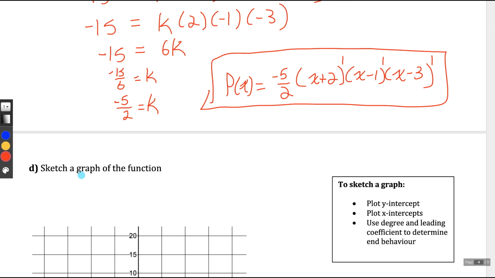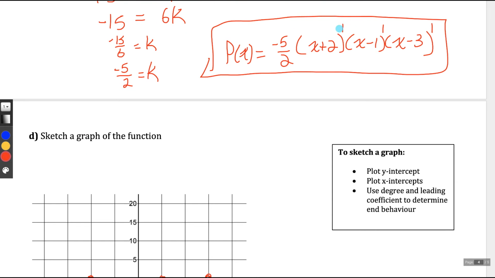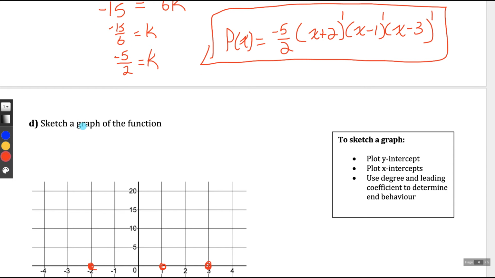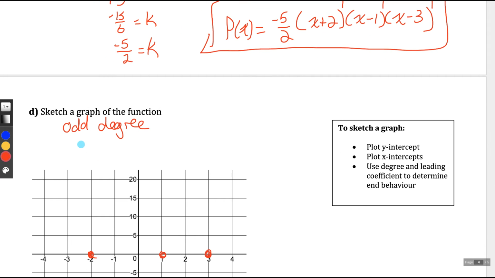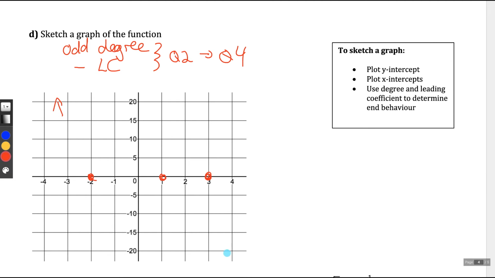All I need to know is the end behavior. Well, it's a degree 3 function. If I add the exponents on the factor of x, I can see that. So this is a degree 3 function, so it's odd degree. And the leading coefficient would be -2.5 times 1 times 1 times 1, so -2.5. So the leading coefficient is negative, so I'll write negative leading coefficient. That tells me that the end behavior for odd degree with negative leading coefficient is from quadrant 2 to quadrant 4. So I have to start up here in quadrant 2 and finish down here in quadrant 4. I need to pass straight through each of those x-intercepts. Oh, and don't forget we also know the y-intercept is -15. So the graph would look something like this.